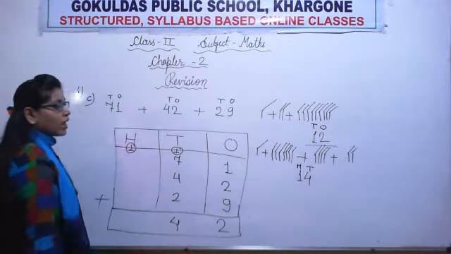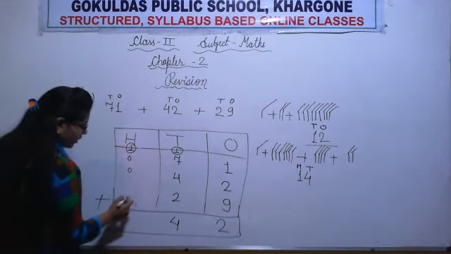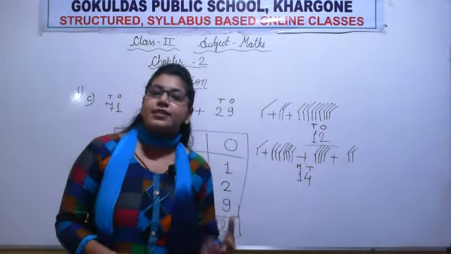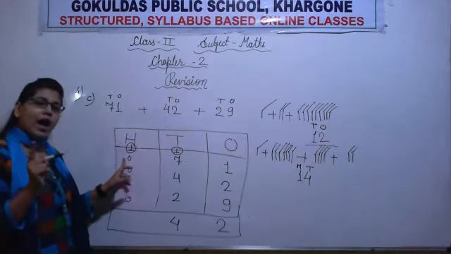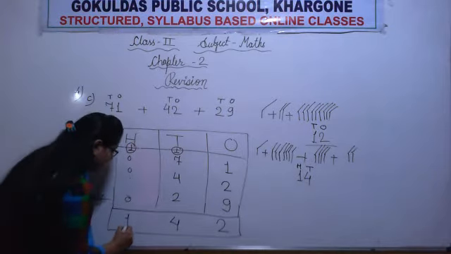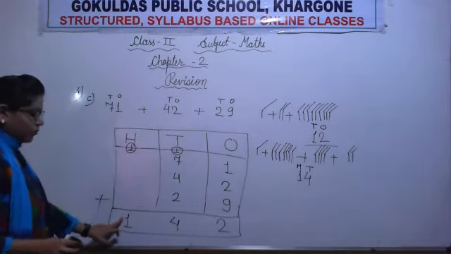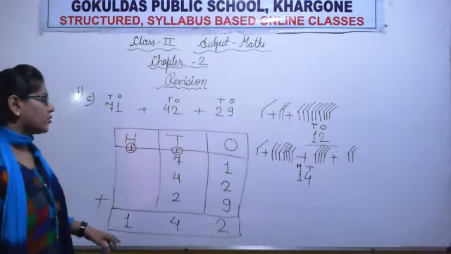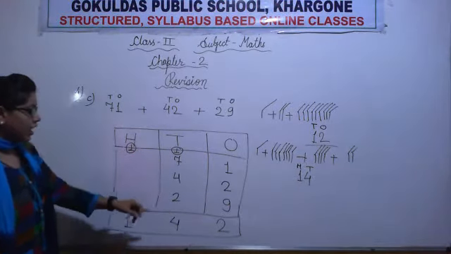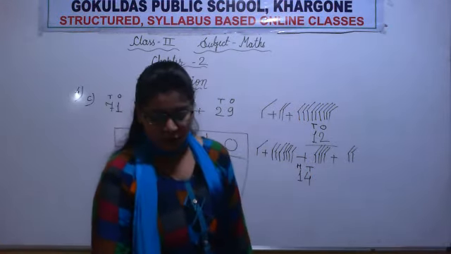So no number is there, only 1 is there, or we can say that 0 is there. Whenever any number is added to 0, the result is the number itself. So 1 plus 0 is 1. So we will write the number 1. Or we can also say that no number is there, so we will write 1 as it is. So our first addend is 71, the second is 42, the third is 29, and the sum or total is 142.